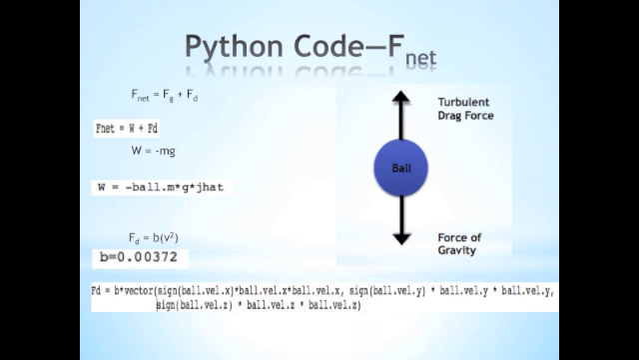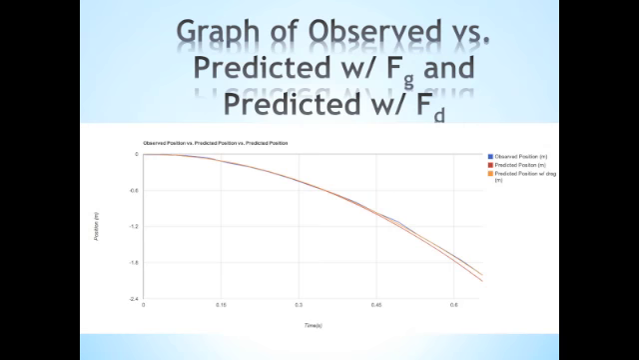The proportionality constant, B, was calculated by means of plugging in values and then seeing where the ball's final position was in comparison to the observed final position. The B value that achieved the closest match to the observed final position ended up being 0.00372. With this B, the Python code produces a set of points that when graphed show a correct trend for the ball's predicted position. The orange line shows that when both the drag and the gravitational force are included, the predicted position is much more accurate.